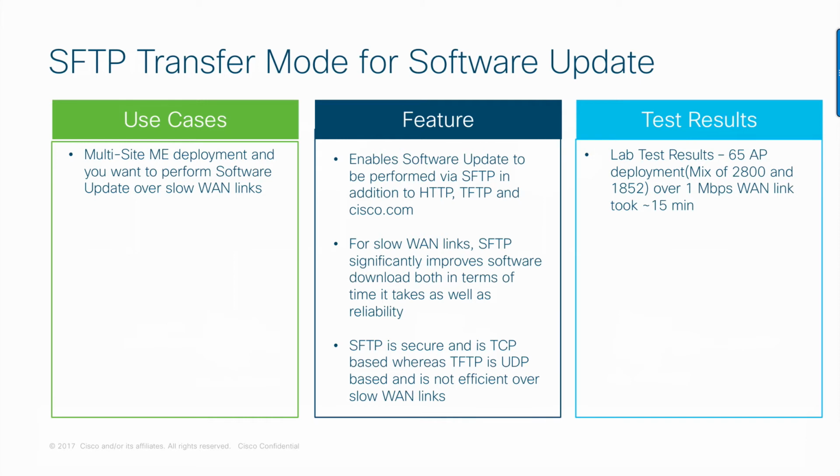And what SFTP does is that for slow WAN links, it significantly improves software download, both in terms of time it takes as well as reliability. The other thing is that SFTP is secure and it's TCP based. Now, with respect to some of the lab testing that we did with SFTP, we had a 65 AP deployment. It was a mix of 2800 and 1815 series APs, and the WAN link was about 1 Mbps. So with this setup, it took around 15 minutes to do a software update.